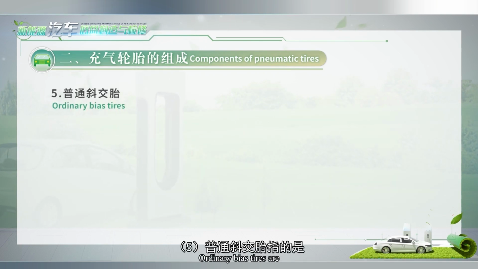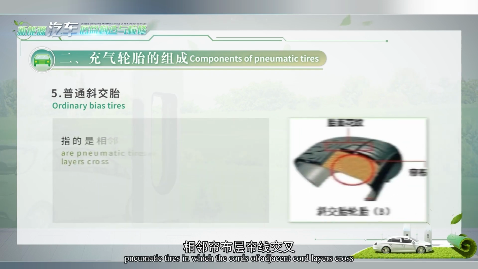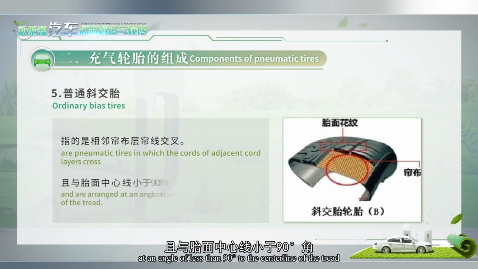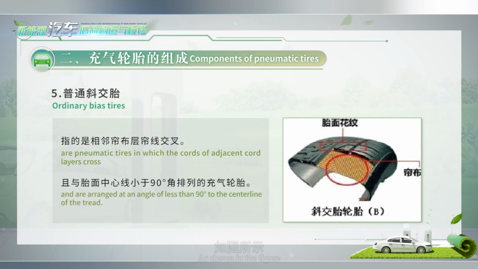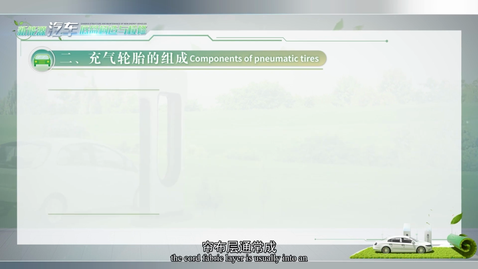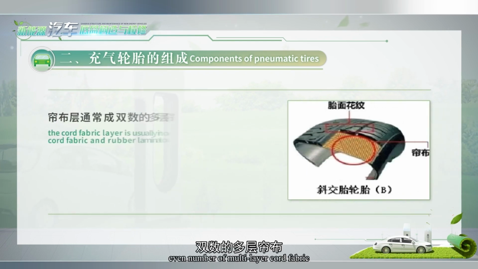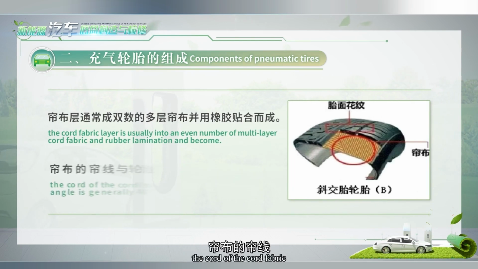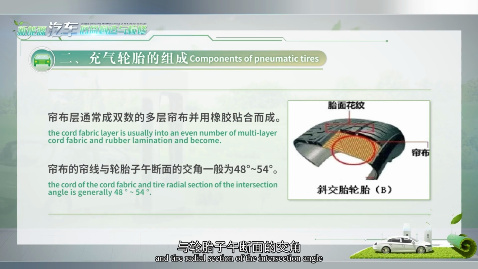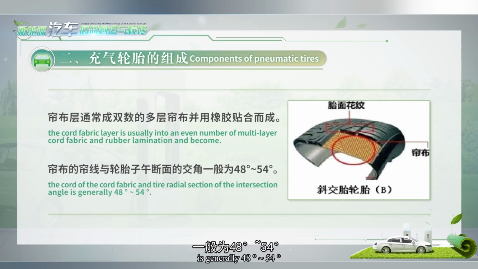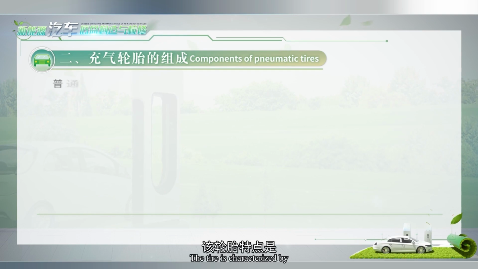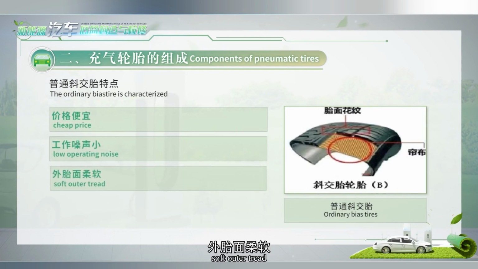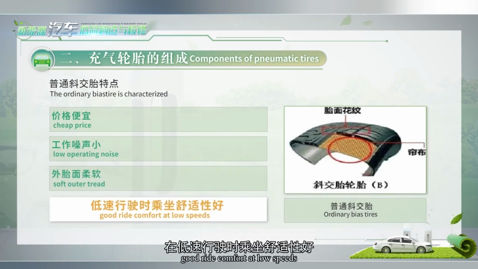5. Ordinary bias tires are pneumatic tires in which the cords of adjacent cord layers cross and are arranged at an angle of less than 90 degrees to the center line of the tread. As shown in the figure, the cord fabric layer is usually an even number of multi-layer cord fabric and rubber laminated together to become the core of the cord fabric. The intersection angle across the entire radial section is generally 48 to 54 degrees. The tire is characterized by cheap price, low operating noise, soft tread, and good ride comfort at low speeds.